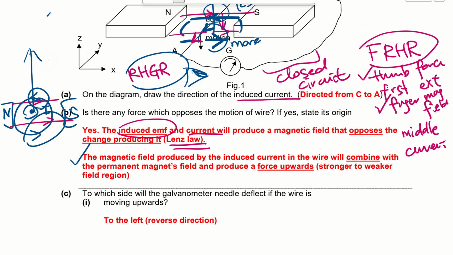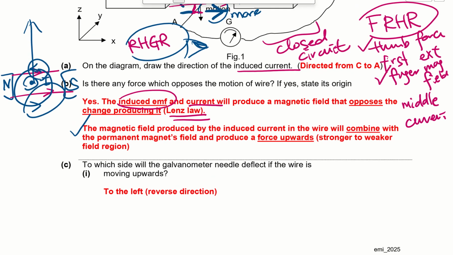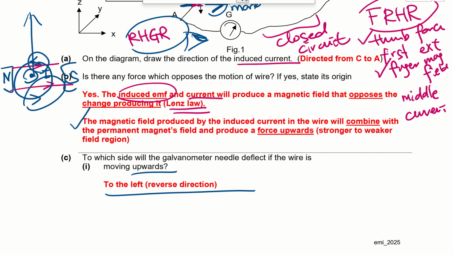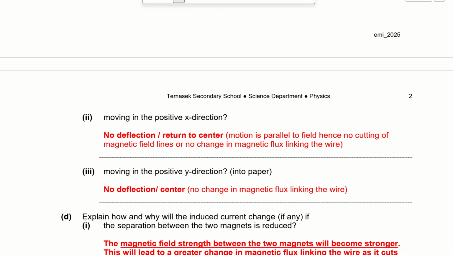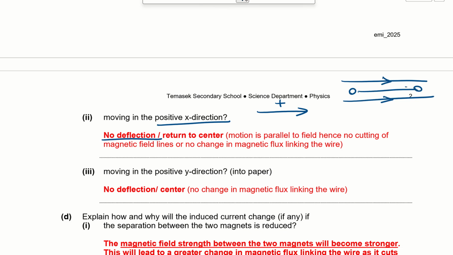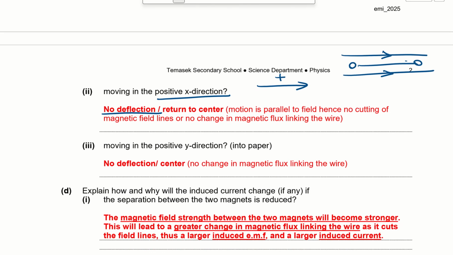To which side will the galvanometer needle deflect if the wire is moving upwards? Reverse direction, so it will be to the left because the direction of the induced current will be opposite. Moving in the positive x direction, whether positive or negative, there's no deflection. Let's say this is the external magnetic field. If I move my wire parallel to the x-axis, there is no cutting and no change in magnetic field strength by the conductor. So according to Faraday's law, there will be no induced EMF.